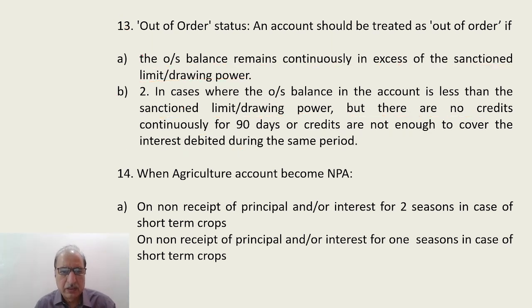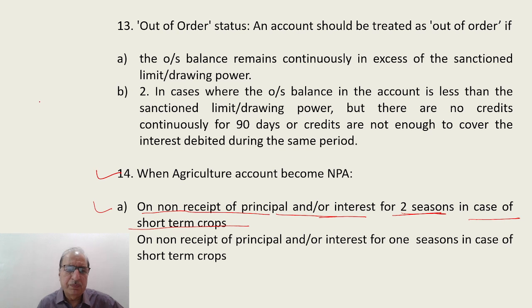Okay. So when does an agriculture account become NPA? This is very important. Agriculture account and NPA: number one, on non-receipt of principal or interest for 2 seasons in case of short-term loans. Short-term crop loans are those loans which are given for a 1 year period.